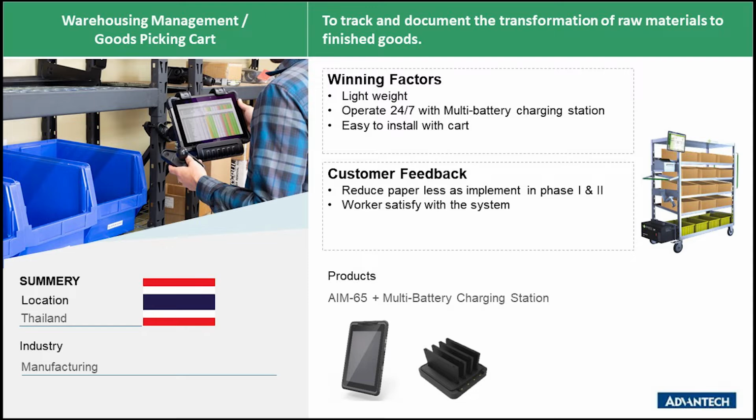In a big warehousing system, there are different areas of pick and pack. Here, the customer uses one of these tablets, the AIM65, with our multiple charging cradle stations, of course, and our VESA mounting, to mount onto this customized cart which they use for the pick and pack applications, right? With the batteries, we have these battery chargers. So the company is able to operate the whole 24 hours by swapping out the batteries once the battery runs low.